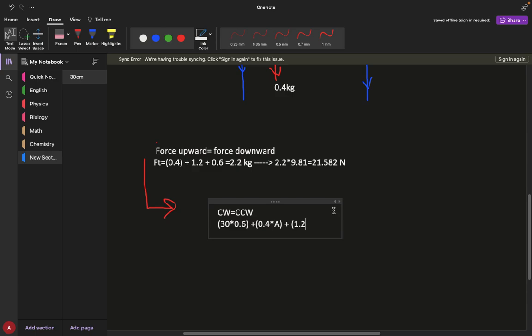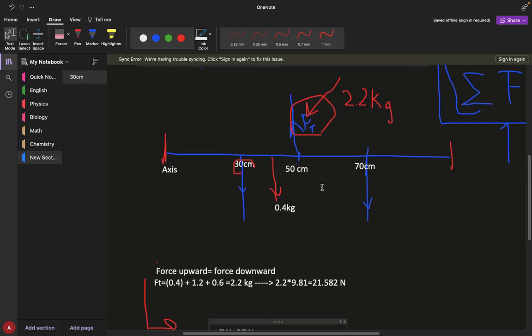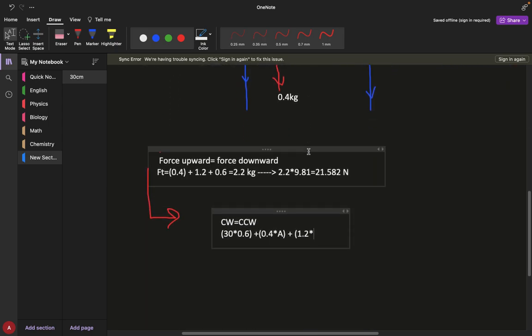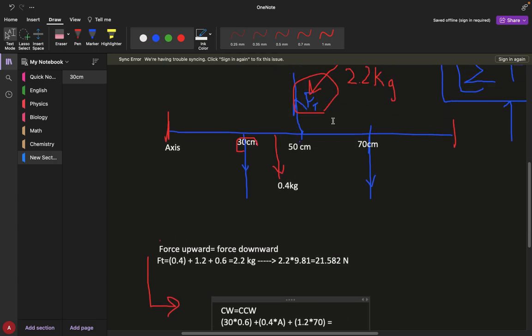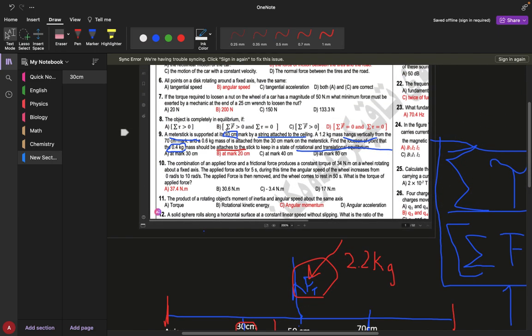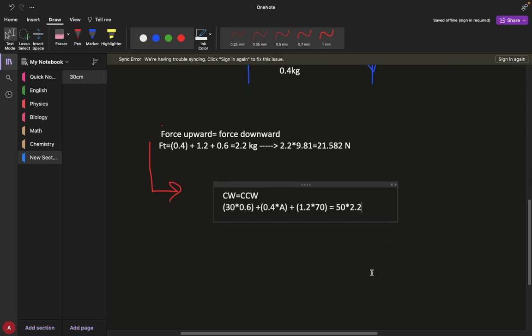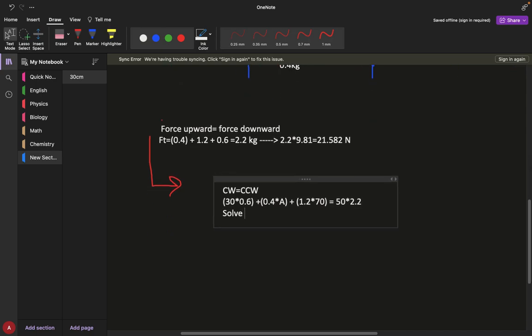1.2 times, was it like 50? No. Was it for the 70? Yep, it was for the 70. All right. That's beautiful. And now equal. No, wait, hold on. Don't do that calculation yet. Okay, so the 50 mark, we have 2.2. So 50 times 2.2. Do the math now. Solve for x. Solve for a. Let's do it. Bring out your calculator and do it for a.